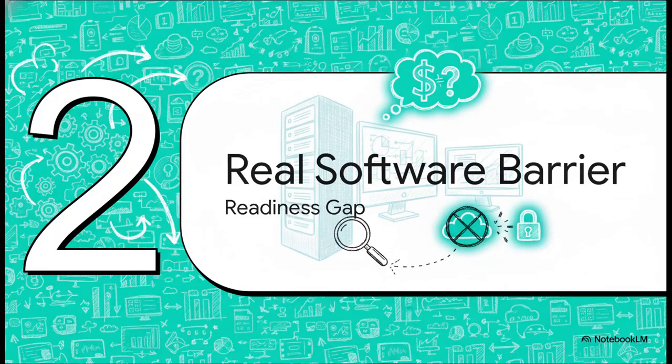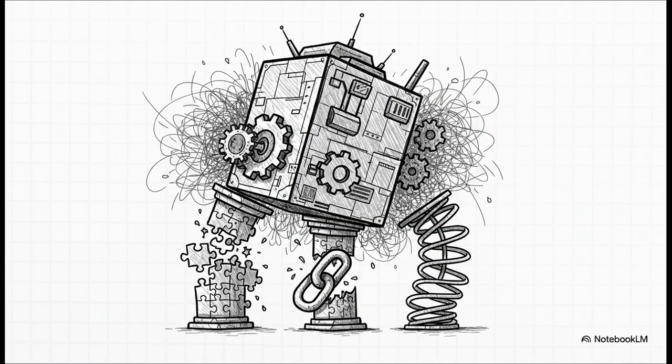Which brings us to Section 2, the real software barrier. So when leaders face this visibility gap, their first instinct is usually, well, let's just go buy a massive, expensive analytics platform. That'll fix it. But actually, scratch that. The real barrier isn't the software at all. It's team readiness. We can break this down into 3 major gaps.